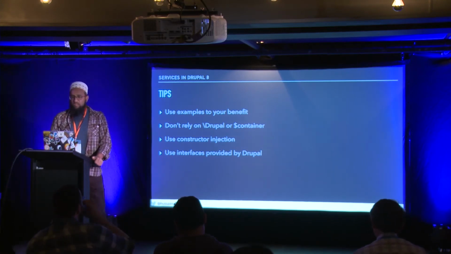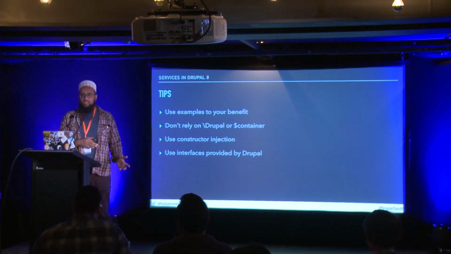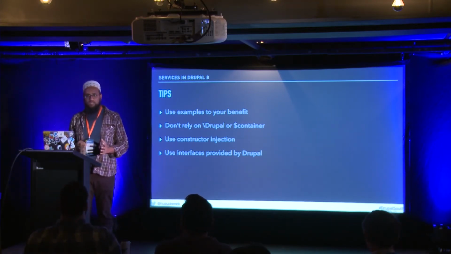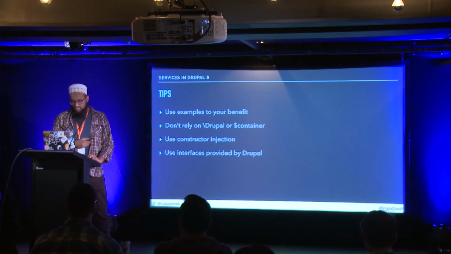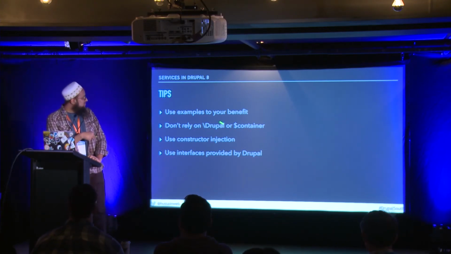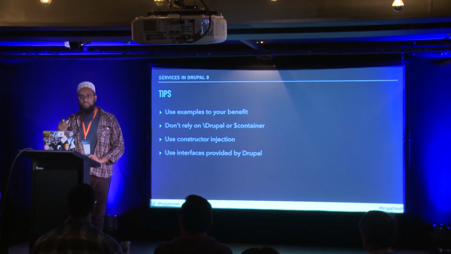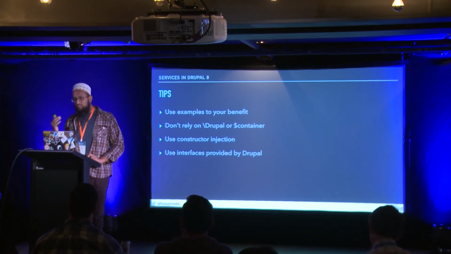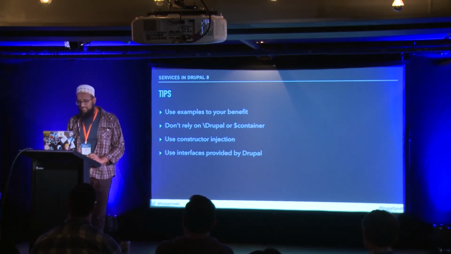But a few tips before I wind up. Always use examples to your benefit. It can be a little overwhelming; without a workshop, without a hands-on coding exercise, it's a little difficult to understand. So just follow the examples, okay? Don't rely on this \Drupal or $container. So yeah, $container is available to you at certain times, but don't save that. Again, that's a different topic of discussion, which will take more time. But essentially, you should never persist the container in your object. The worst effect is that it will stop your garbage collection from happening because of cyclic references.